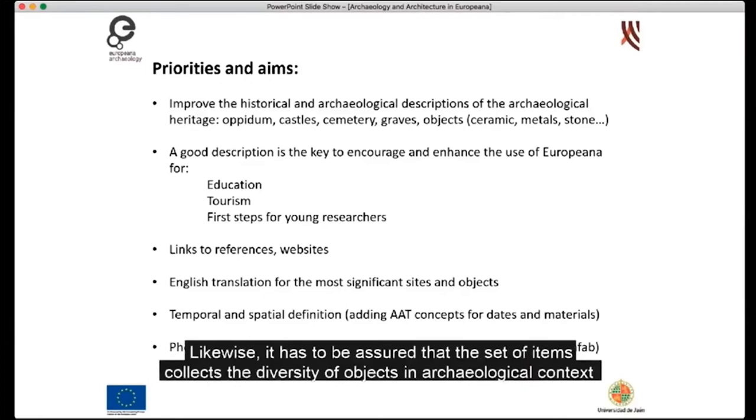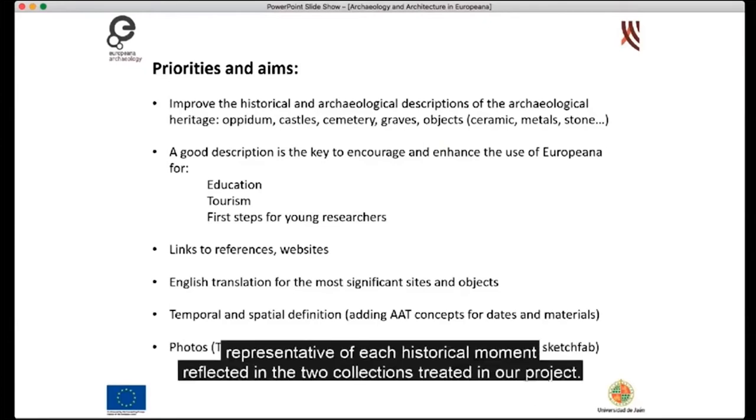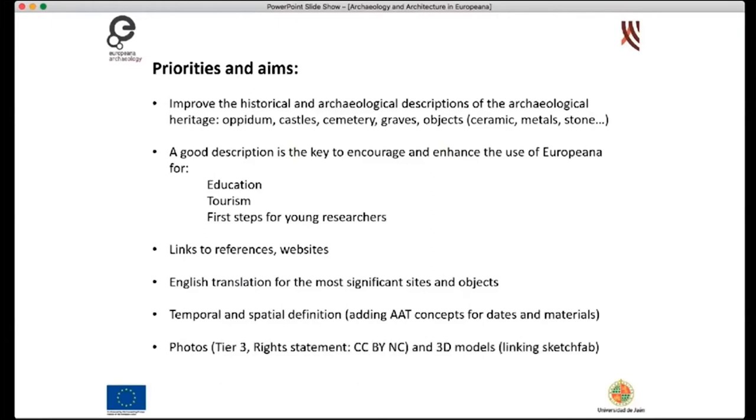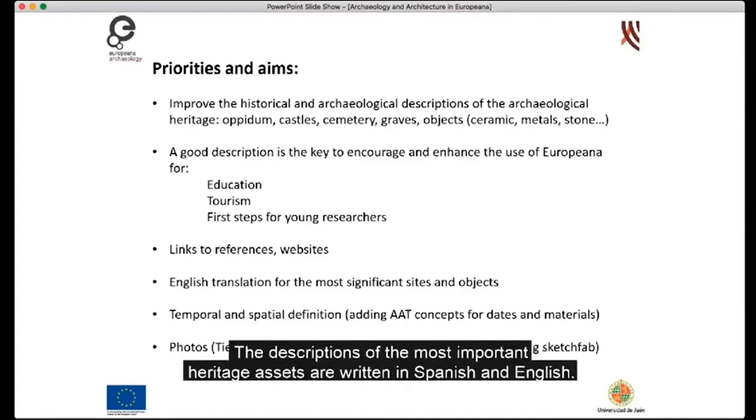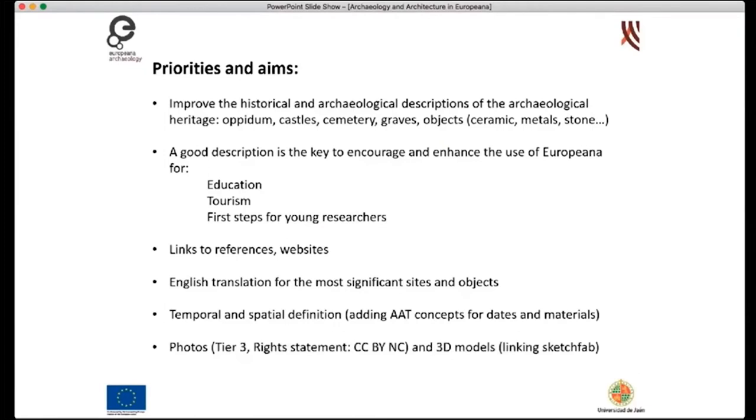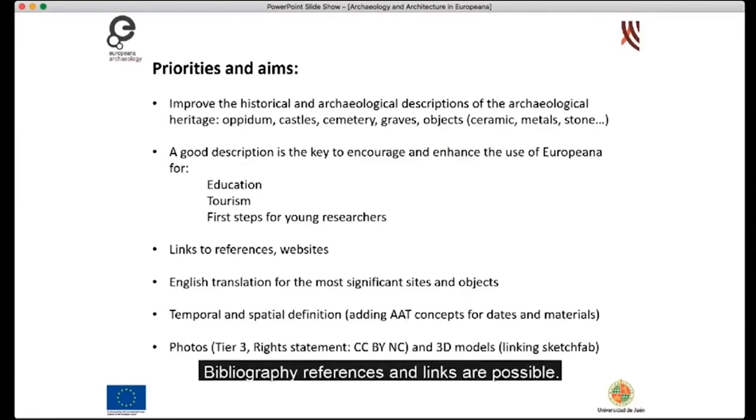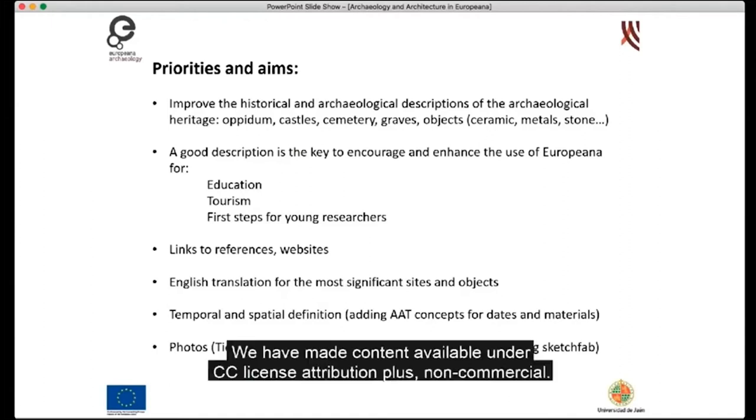Likewise, it has been ensured that the set of items collects the diversity of objects and archaeological contexts representative of each historical moment reflected in the two collections treated in our project. The descriptions of the most important heritage assets are written in Spanish and English. Bibliographic references, links, and where possible, a photo carousel have also been included. All images comply with Tier 3 required by Europeana, and we have made content available under a CC license, attribution plus non-commercial.